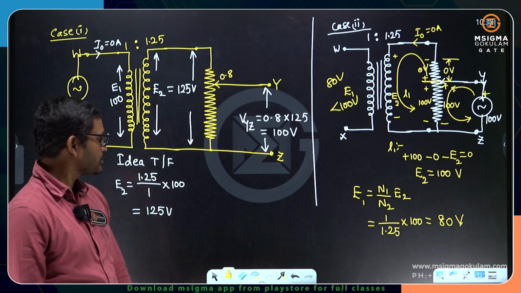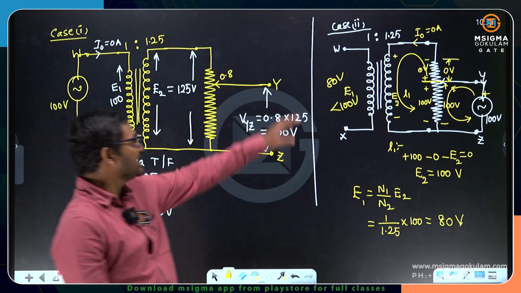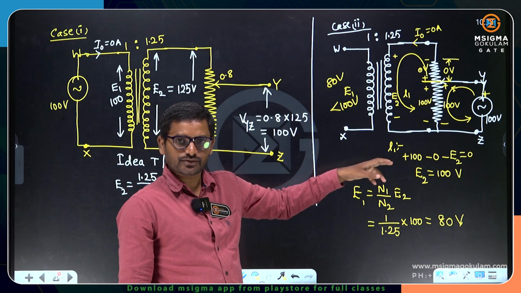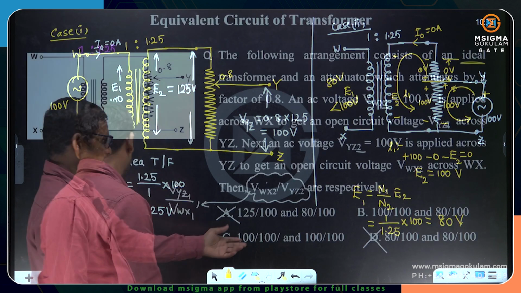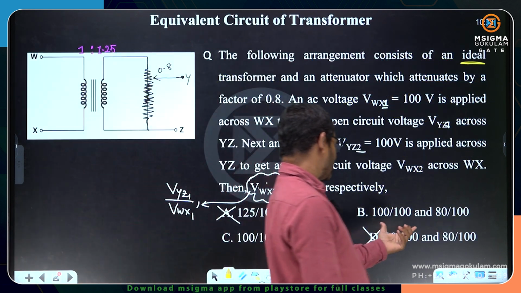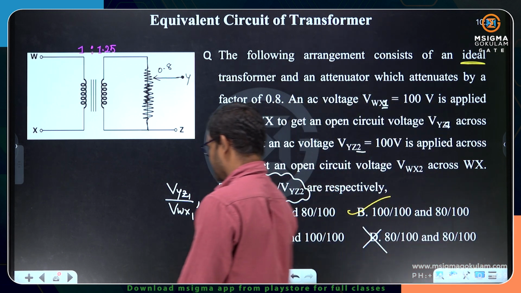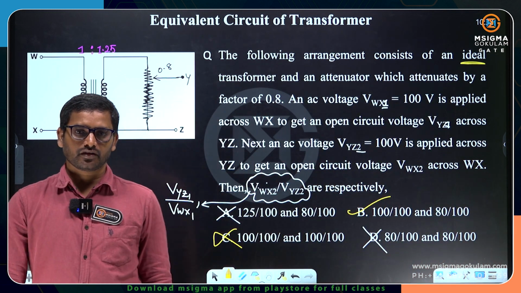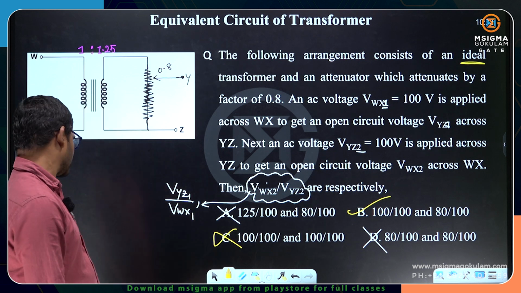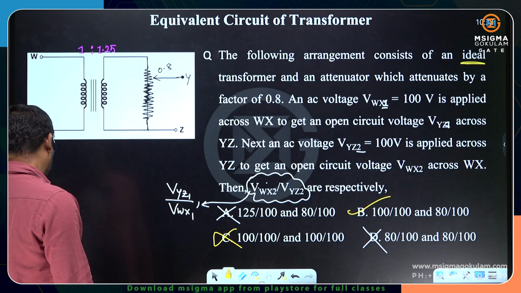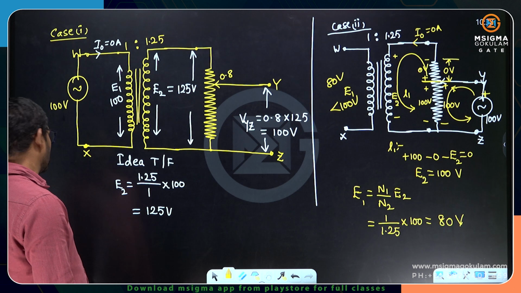Okay. Now, what is the ratio? VWX2 divided by VYZ2, the ratio is 80 by 100. First ratio is 100 by 100, second ratio is 80 by 100. So, B is the correct answer, not C. Okay, I hope it is clear for everyone. So, let's move on to the next question.